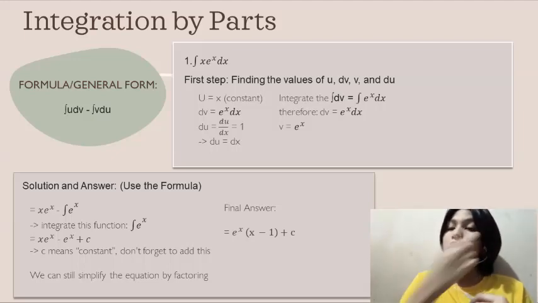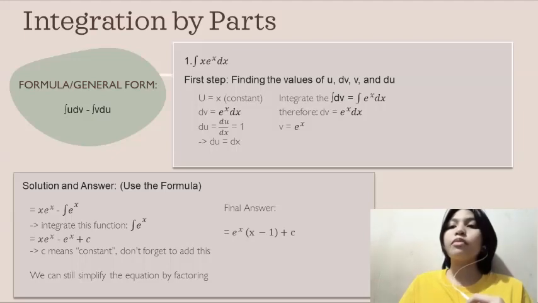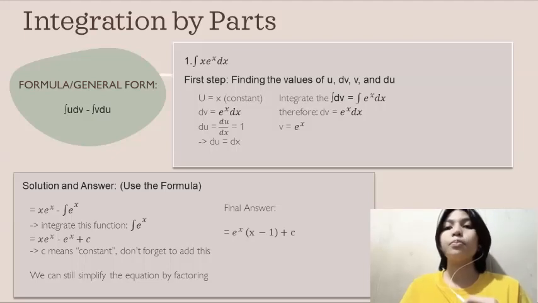As you can see, we can actually still simplify the equation by factoring. So, our final answer this time will be e raised to x, open parentheses, x minus 1, close parentheses, plus c.